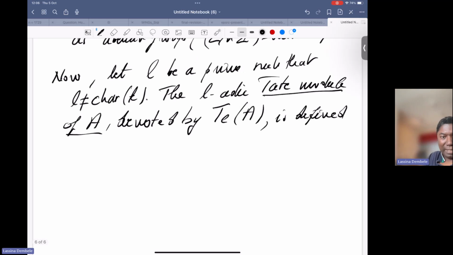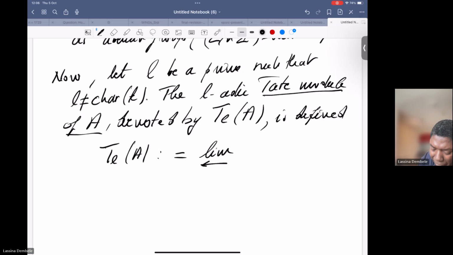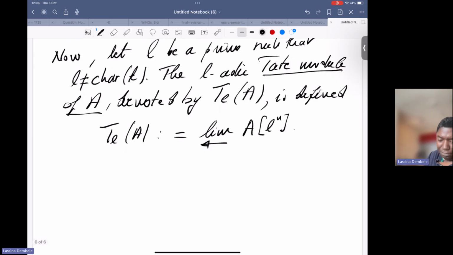So we let T_l(A) be the inverse limit, the inverse limit given by the l-power torsion subgroups. Here the transition maps are simply the multiplication by l.